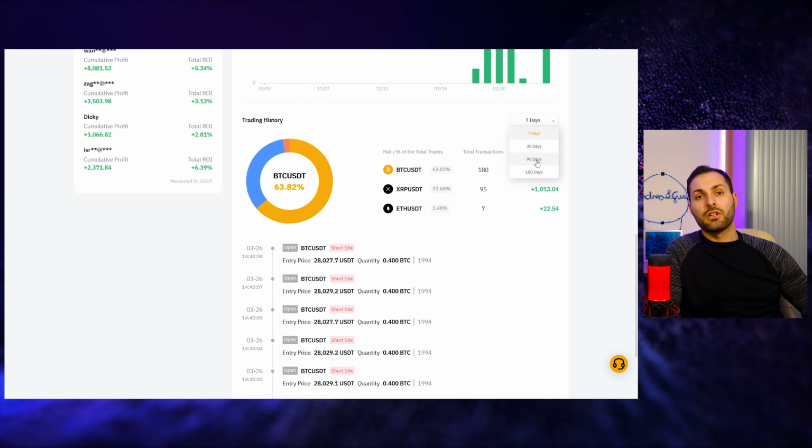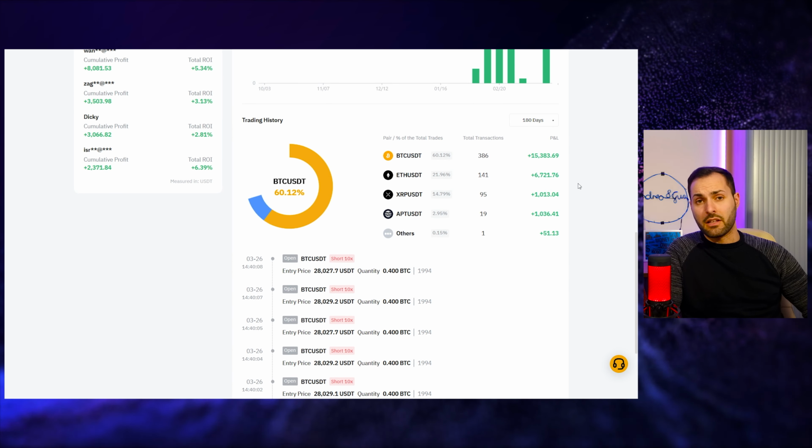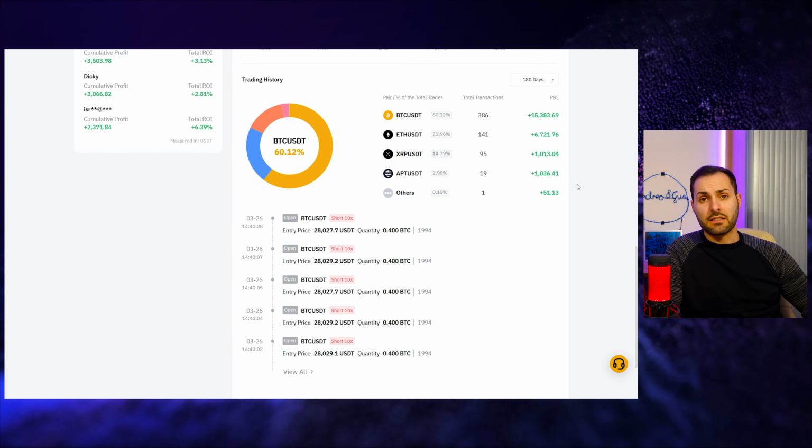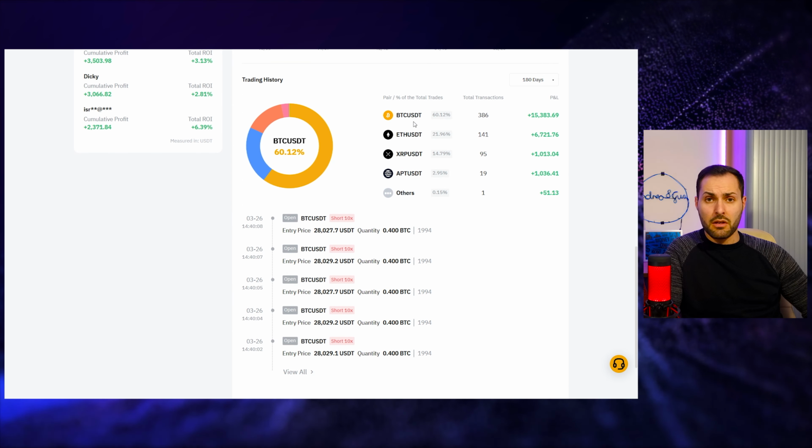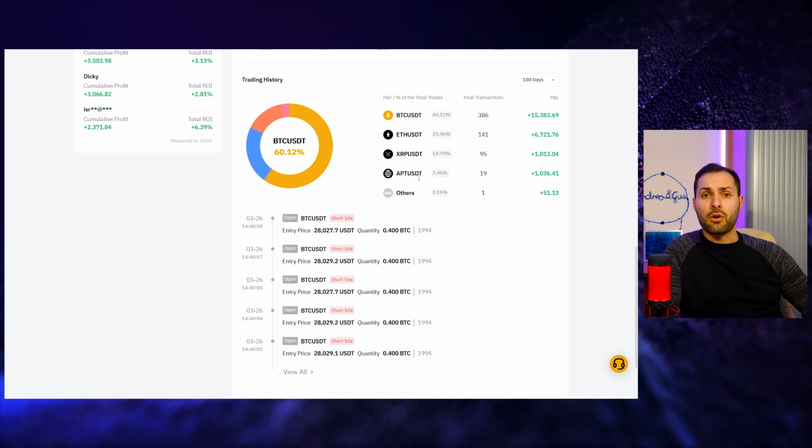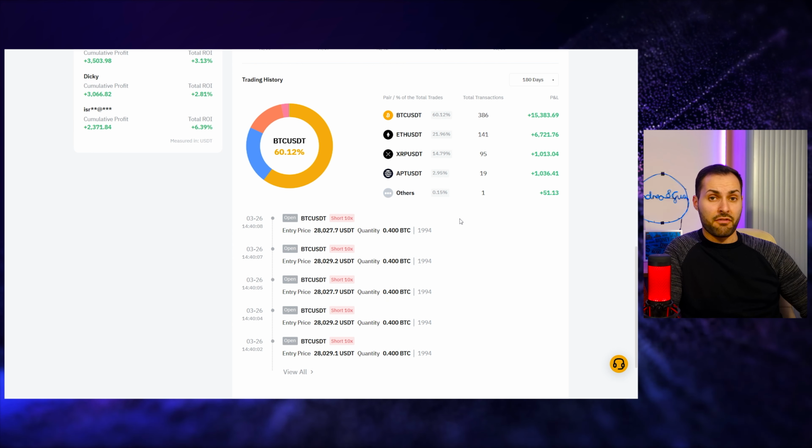So let's take a closer look at trading history. By examining the past 180 days, we can see that the trader is trading Bitcoin, Ethereum and XRP. The approach is good because the trader is not dealing with too many assets, resulting in effective trading.